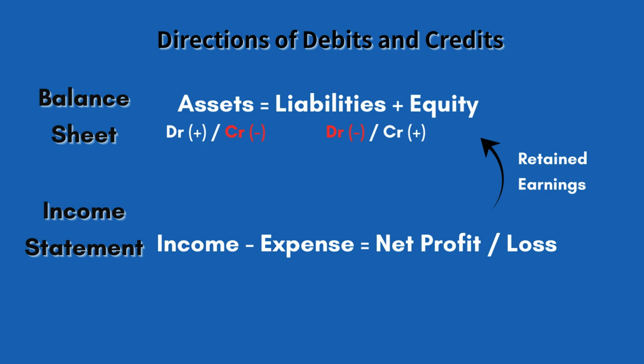For income, credits represent an increase while debits represent a decrease. For expenses, debits represent an increase while credits represent a decrease. And remember that net profit or loss is not an account.